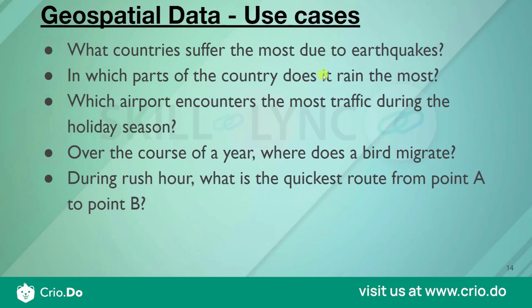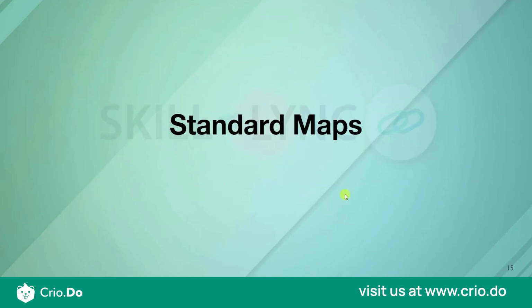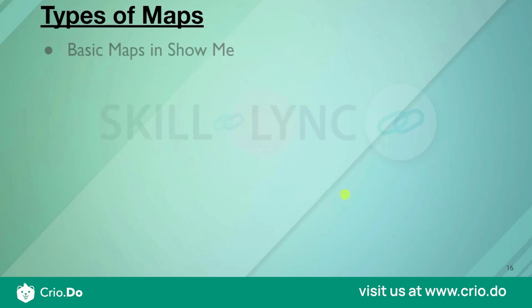Just imagine these kinds of questions might come up in geospatial data. In real-time scenarios we might see some projects totally related to just geospatial content, but we do have some projects coming up on geospatial data as well. Relate these kinds of questions to this map content so you will understand what geospatial data is used for. What are the standard maps available in Tableau? We do have some maps built in inside Tableau, and what are they?